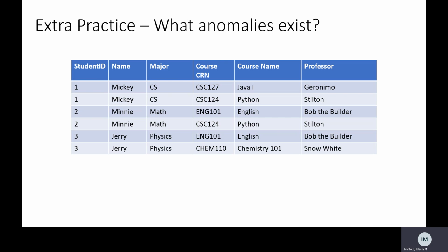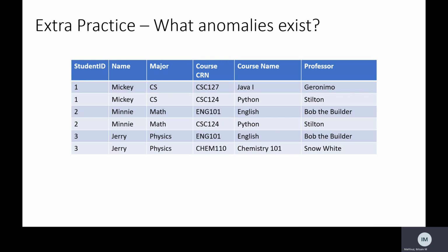What I want to do in this video is just review again kind of what we did before. So no new material, just doing extra practice with anomalies and normalization. So feel free to pause the video at any given time so that you answer the questions yourselves, and then unpause the video and see if you got it right. So here I have a table and I want to know what anomalies exist.